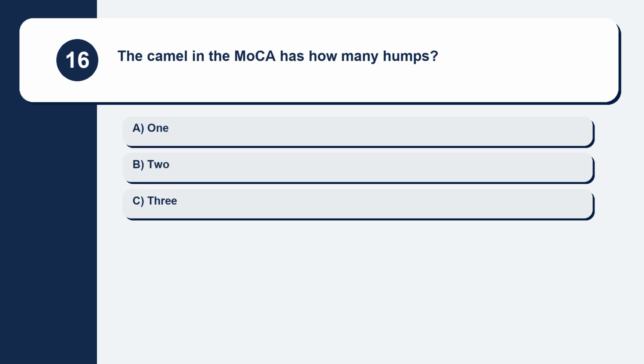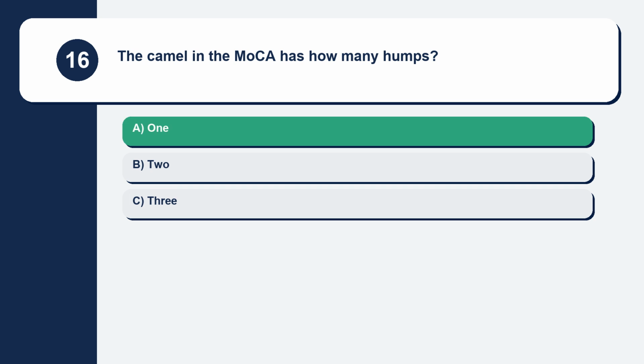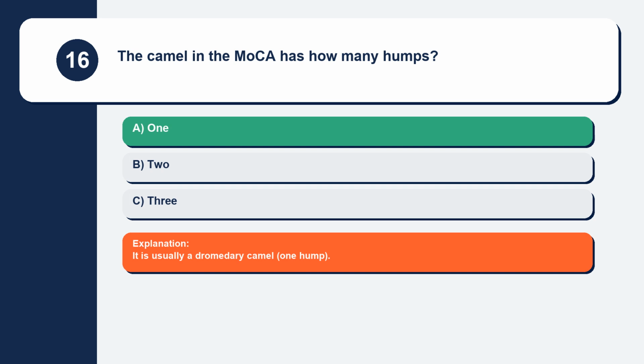Question 16. The camel in the MoCA has how many humps? 1, 2, 3. It is usually a dromedary camel, 1 hump.